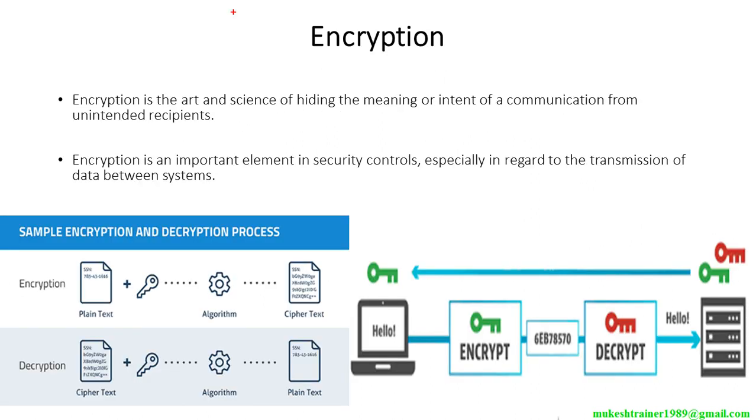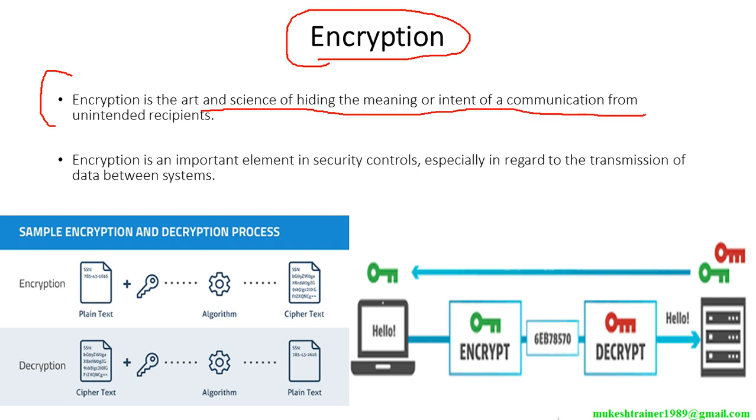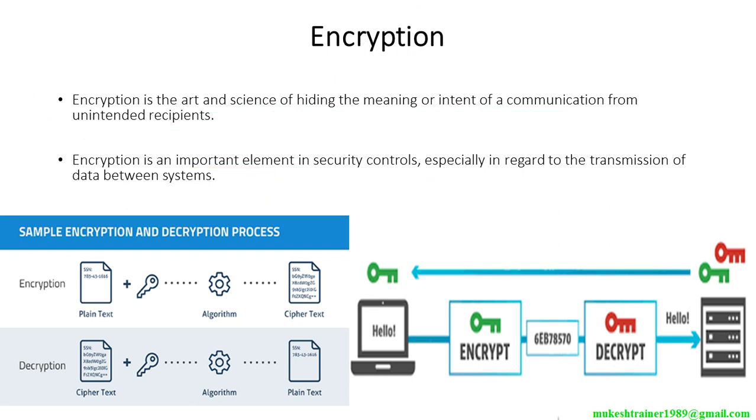Next thing, guys, is data encryption. Data encryption also helps us with data hiding. Encryption is an art and science for hiding the meaning or intent of communication from unintended recipients. Encryption is an important element in security controls, especially regarding the transmission of data. Let's understand it here. You are writing a message. Let's take this picture here. Computer 1 is writing a message, hello, that is going to be encrypted here.